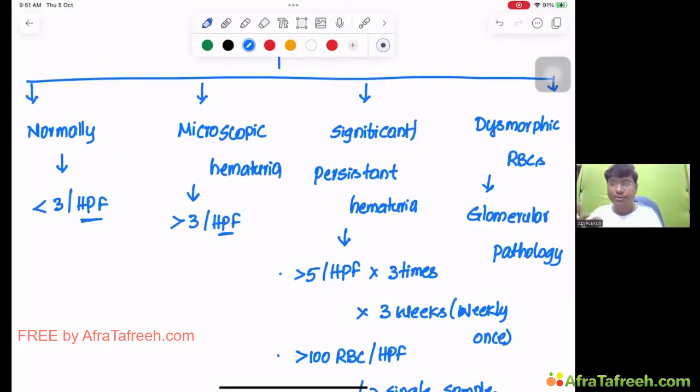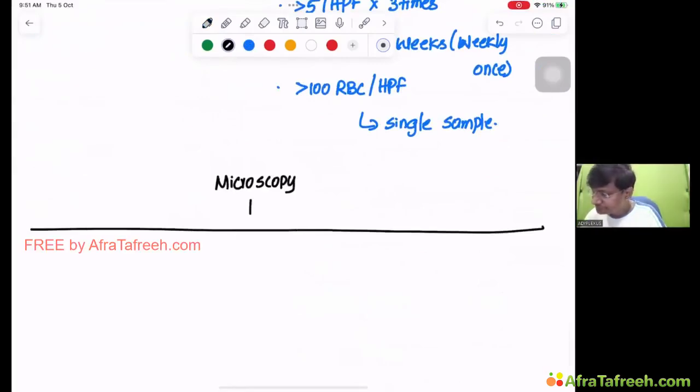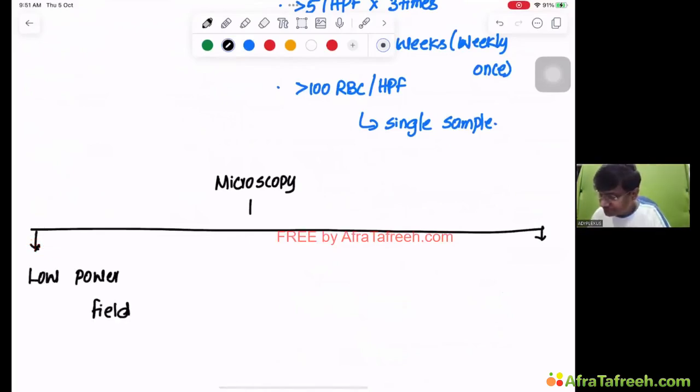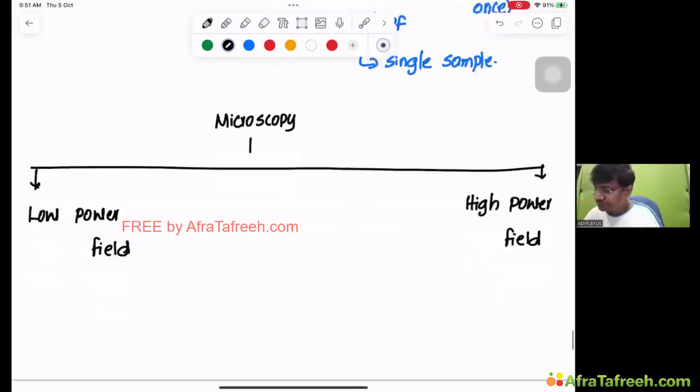And when you're using microscopy, we have the low power field microscope and then the high power field microscope. What is the role of the low power field and what is the role of the high power field? Let me tell you both of these. So microscopy, if you see, you have low power field microscopy, then high power field microscopy.